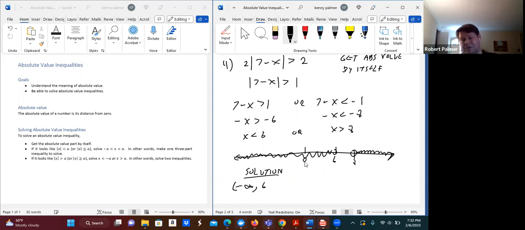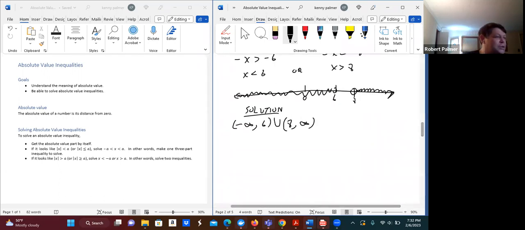And parentheses here, in this case, since it's not included, parentheses there. This interval goes from 8 to infinity. Always parentheses with infinity or negative infinity. Then since this endpoint is not included, parentheses here. Then finally, make sure it looks more like a parenthesis, not a square bracket. And then finally, the union symbol in the middle.